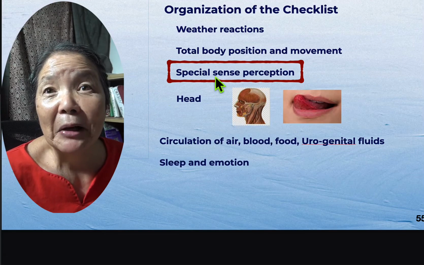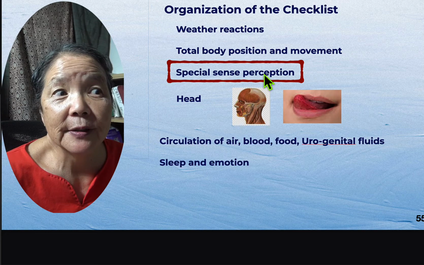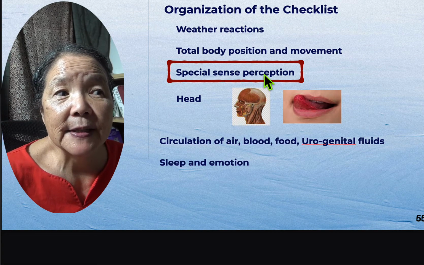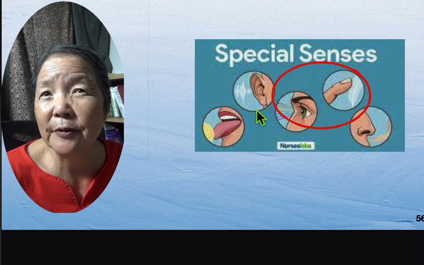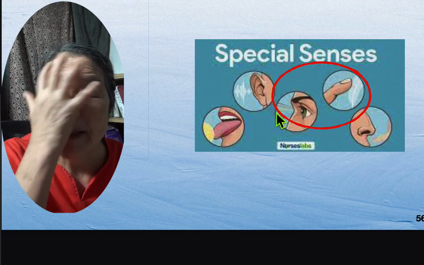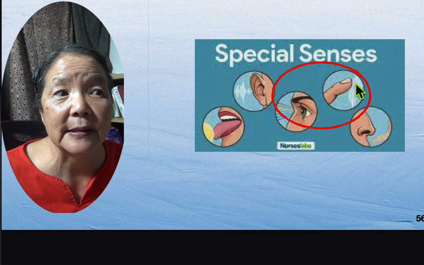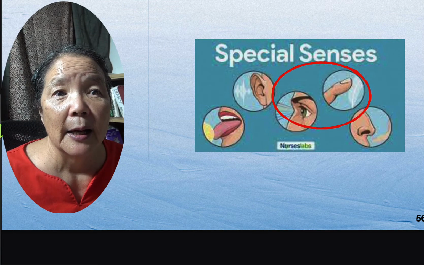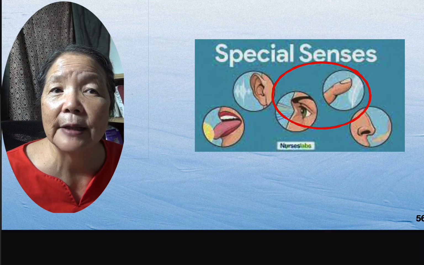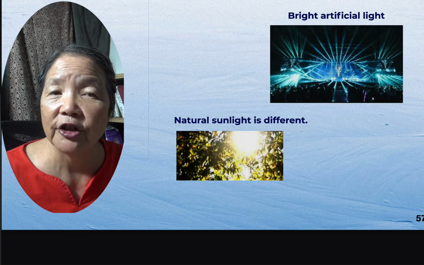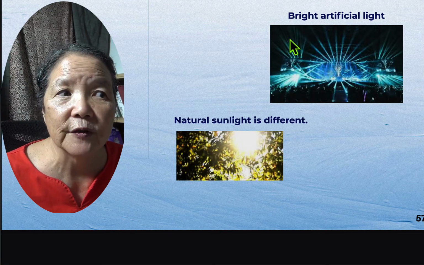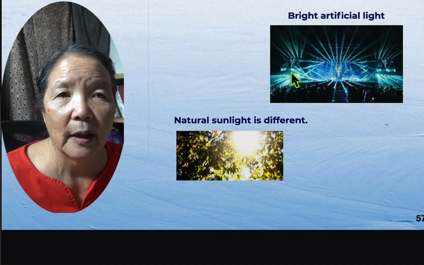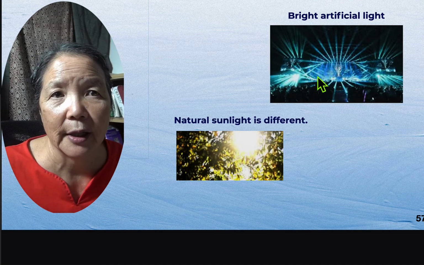The next area is special senses. And here we're talking about perception. There are many senses on the face. But he selects only the vision and touching as the special senses that are very useful. I'm talking about Dr. Fry. So he's talking about artificial bright lights being problematic.